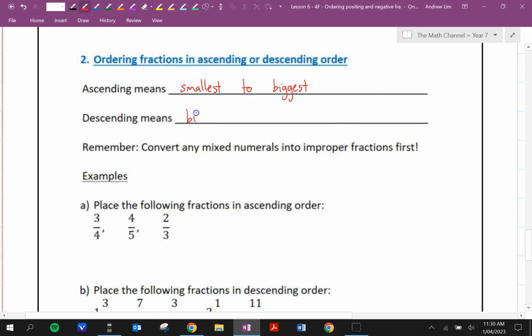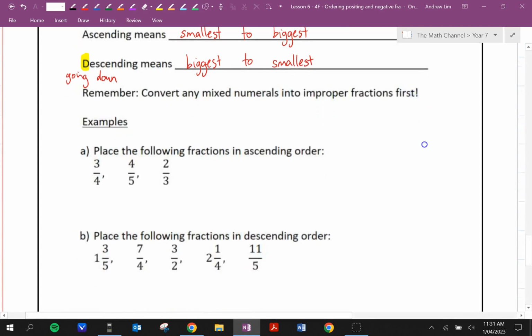Descending means biggest to smallest. Okay, and so how do I remember that? D, we're going down. So we must start big in order for us to go down, so big to small. Remember, convert any mixed numerals into improper fractions first. Okay, really important.